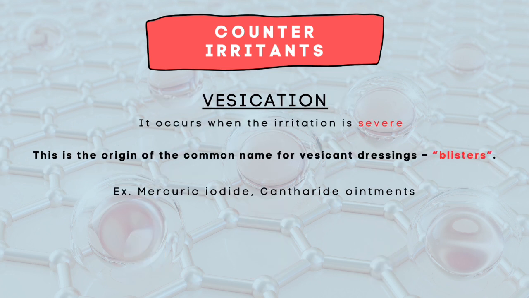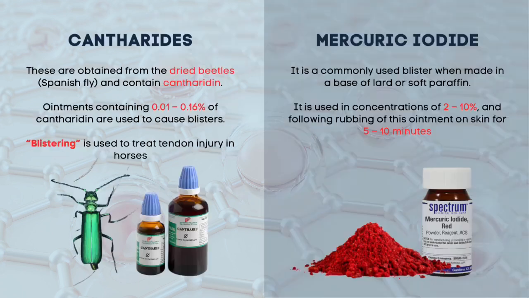Vesication. It occurs when the irritation is severe. This is the origin of the common name for vesicant dressing, blisters. Under vesication, we have 2 different examples of counterirritants. First, we have the cantharides.